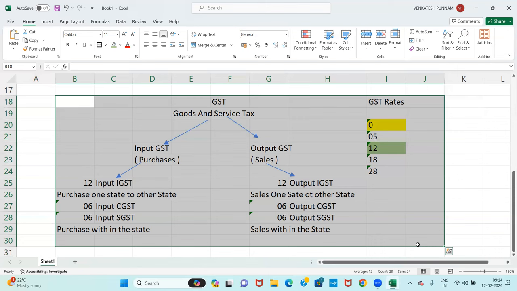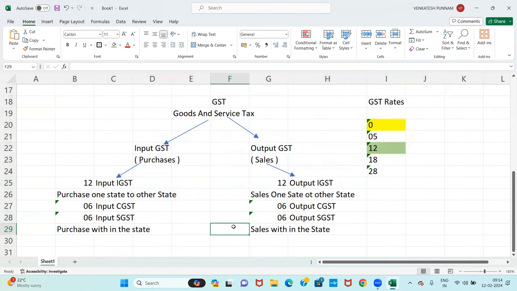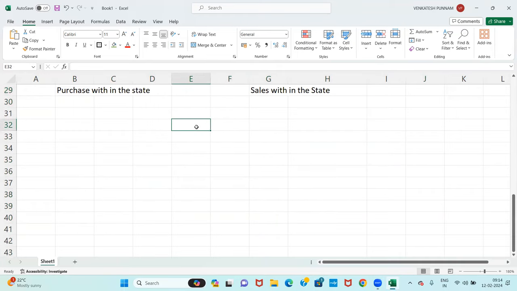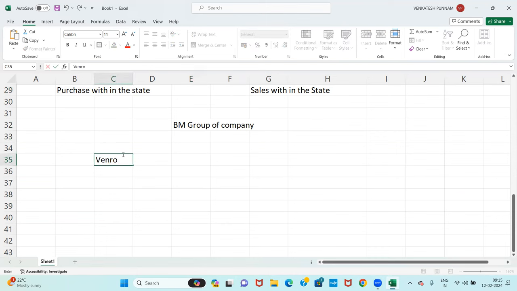Everyone, concentrate here. What is the process to pay the government? How can we pay the government? Let us assume our company name is BM Group of Company. Let us assume we are purchasing from the vendor and selling to the customer. Purchasing from vendor, purchase. And sales to customer. Is this correct, everyone?